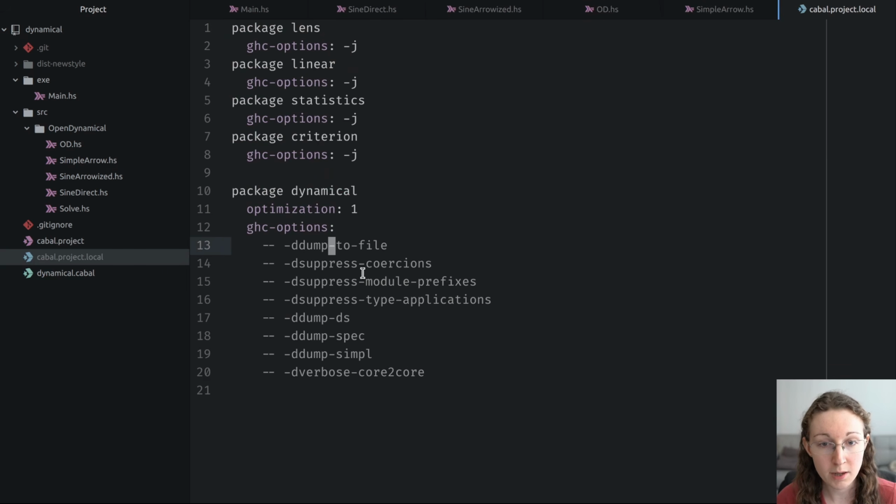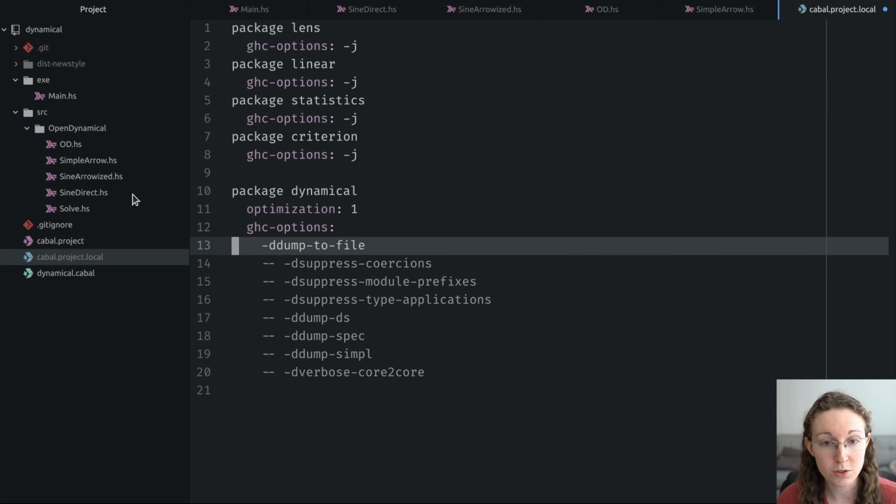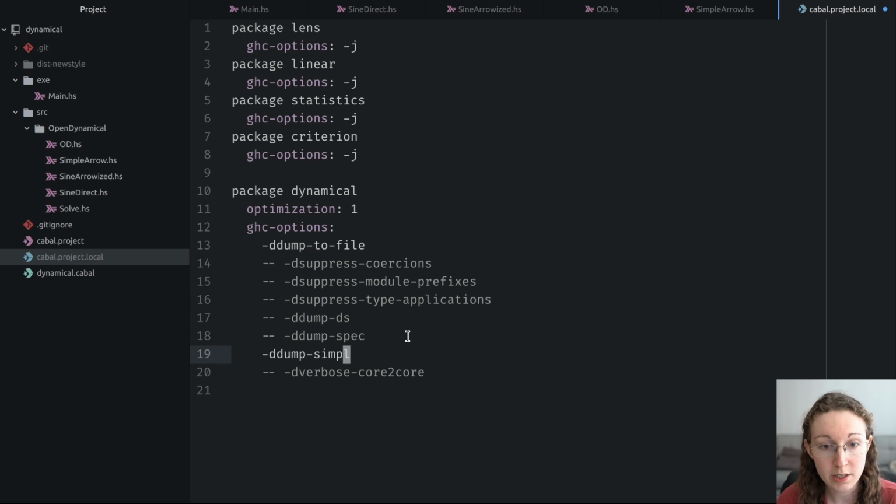So I'm going to enable some GHC options here. The first one is going to be this dump-to-file option, which is just going to say we're going to turn on some other options that cause GHC to dump out some debugging information. And we just want that to be dumped out to a file rather than just spewed into the terminal. And specifically, I'm going to enable this dump-simpl option, which is a little bit confusingly named, but this is really going to be dumping the GHC core.